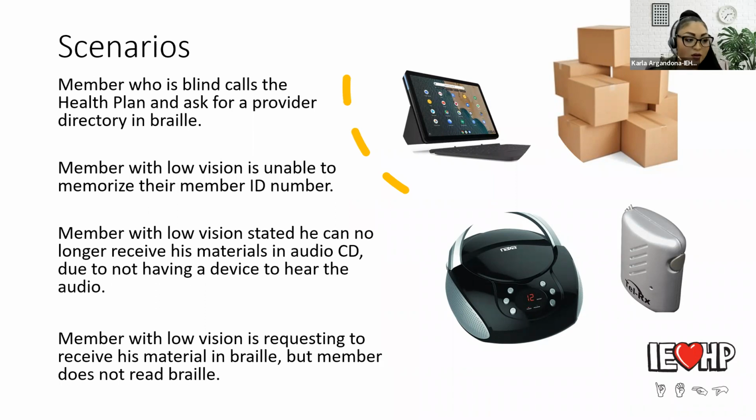A member who is blind calls the health plan and asks for a provider directory in Braille. As a health plan, what do you do in this case? Here at IHP, our provider directory is about 400 pages. I know it changes every year, but it's about 400 pages. It wouldn't be reasonable for the member to receive 10 boxes of Braille documentation, and it's time consuming for the member to go through the whole documentation we've sent them. So in cases like this, we contact the member. We inform them that we received a request for a provider directory in Braille.